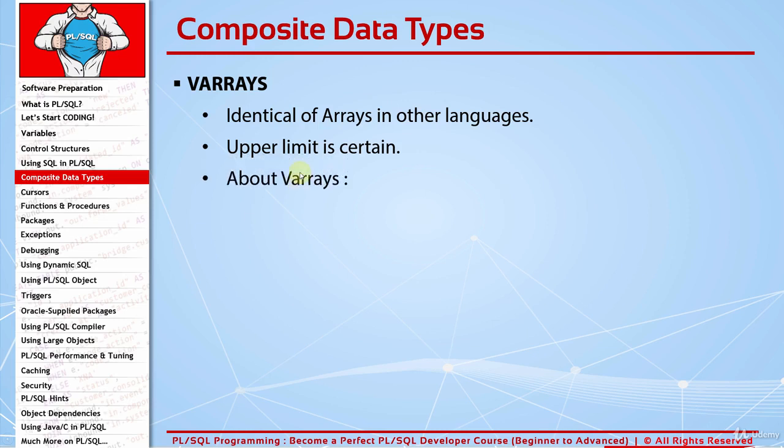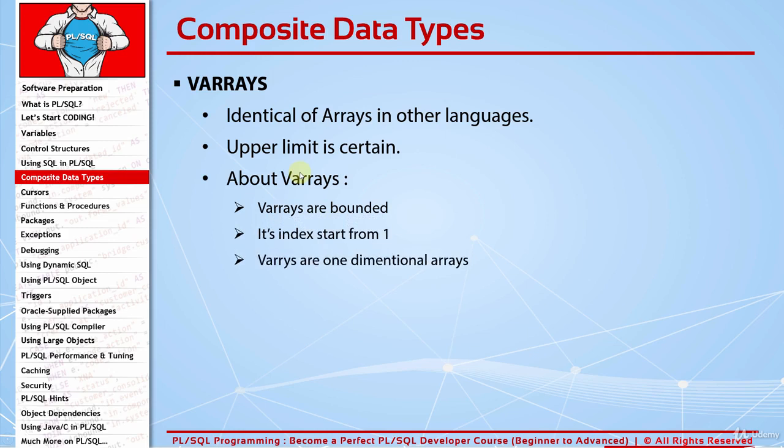Some important information about V-arrays. V-arrays are bounded, as we said. Its index starts from 1 like the other collection types, but unlike the other programming languages, V-arrays are one-dimensional arrays. You can go further, but you cannot go back in a loop. This is a cons for the V-arrays.